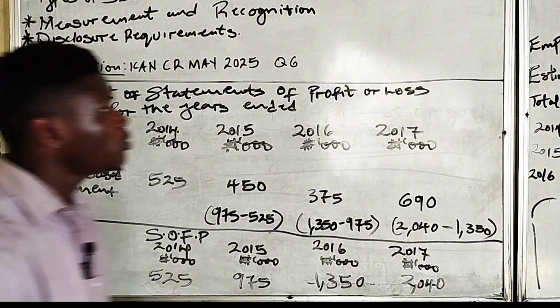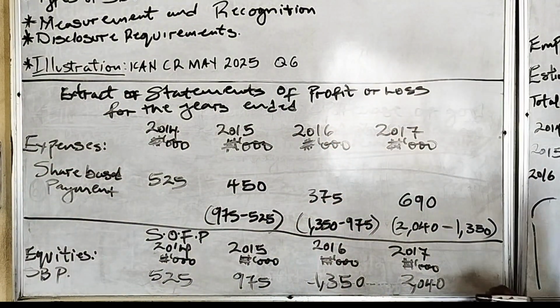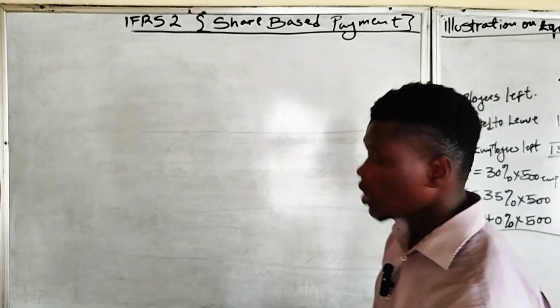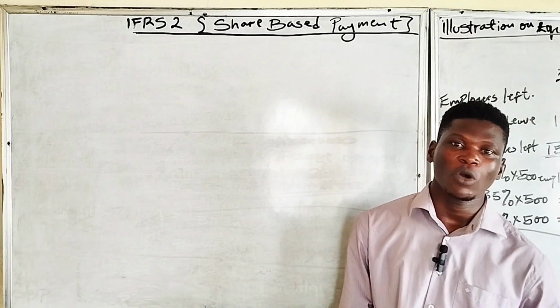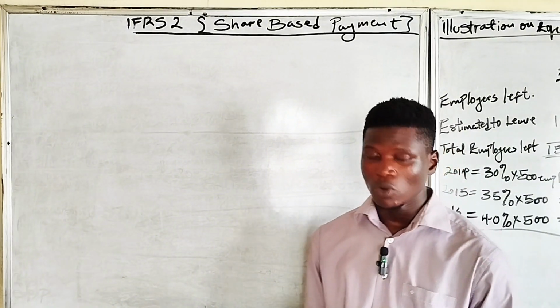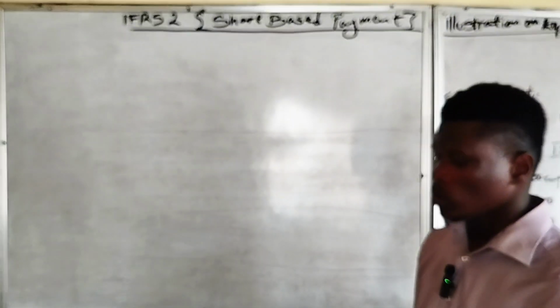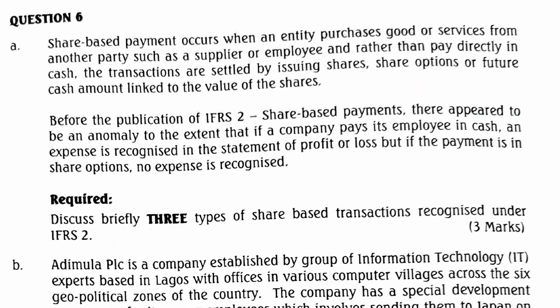We'll also take another one on cash settlement. So the question now, ICAN May 2025, is from the recently concluded Corporate Reporting professional exam for ICAN students, and we'll be treating it. Question 6 says, share-based payment occurs when an entity purchases goods or services from another party, such as a supplier or employee, and rather than pay directly in cash, the transactions are settled by issuing shares, share options, or future cash amounts linked to the values of the shares.